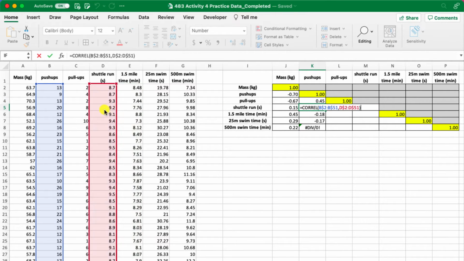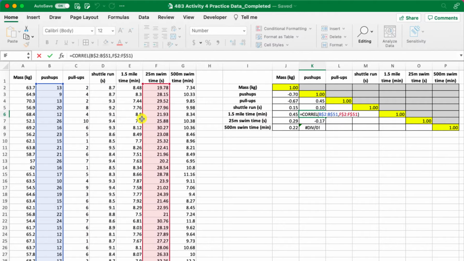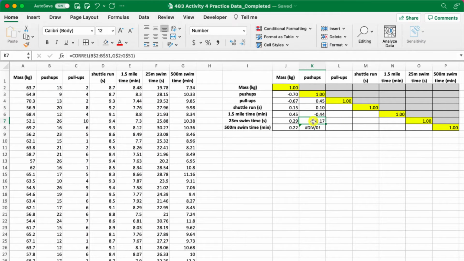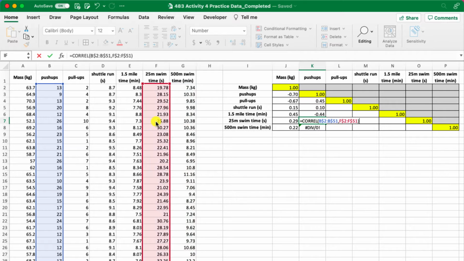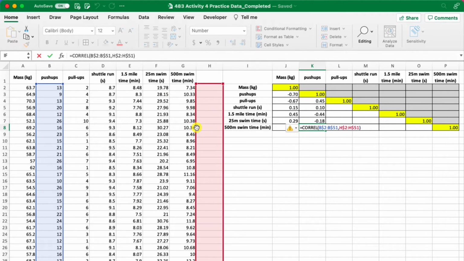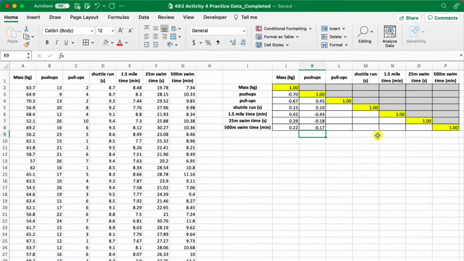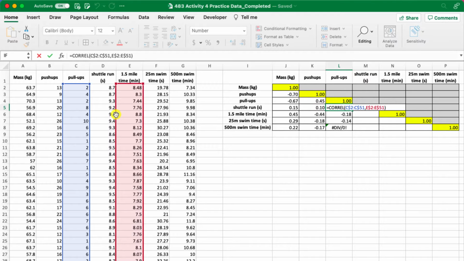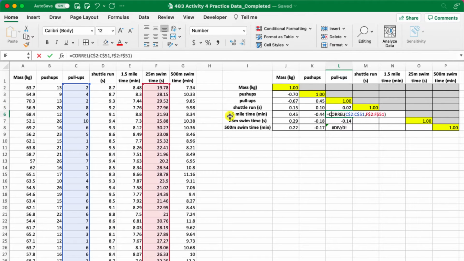I could change this one to shuttle run, to 1.5 mile time, swim time, and 500 meter swim time. Okay? And then you just keep repeating that for the rest of your data.